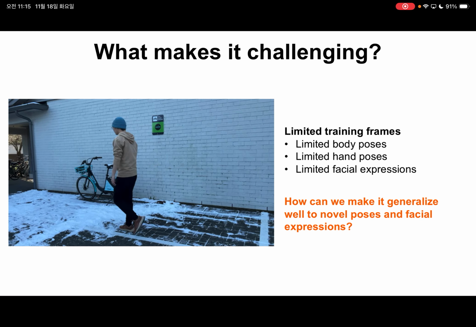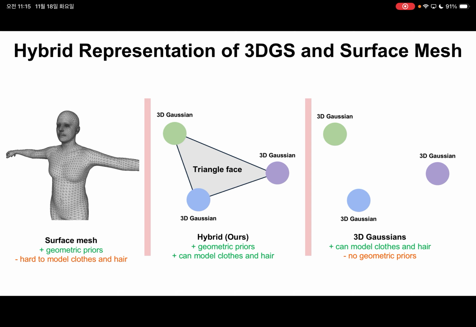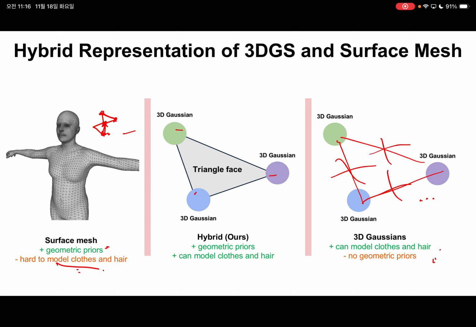So this work uses a combination of 3D Gaussian splatting and surface mesh. With a surface mesh, we have triangles, right? Triangle means we have connectivity between vertices. This vertex and this vertex are connected. We have such kind of geometric prior. But a surface mesh is not very good at representing thin geometry like cloth and hair. With 3D Gaussians, you can model cloth and hair better than a surface mesh, but the connectivity is not defined. So we combine them together to have 3D Gaussians with connectivity.